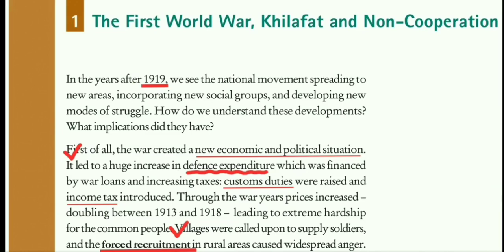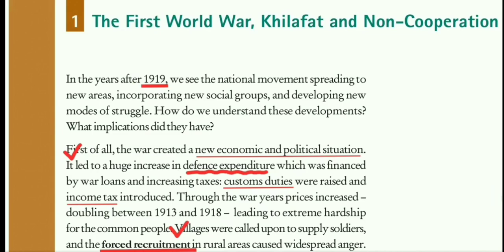Today we are going to start with the first topic of nationalism in India, which is the First World War, Khilafat and the non-cooperation movement. Now, in this video I will be dealing only with the First World War. In the next videos I will be covering the Khilafat movement and the non-cooperation movement.